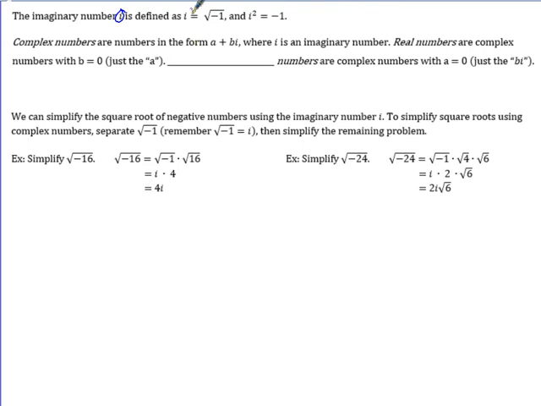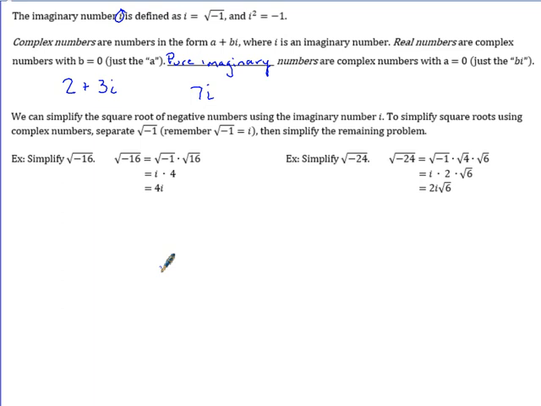Complex numbers then are numbers in the form a plus bi, where i is an imaginary number. So anytime we have something with an imaginary number in it, that's going to be called a complex number. Real numbers are complex numbers with b equals 0, so without an i. All the numbers you've been dealing with your entire life. So if I had 2, that's a real number. A complex number would be something like 2 plus 3i. That's a complex number. And then pure imaginary numbers are ones that don't have the a part. So something like 7i. That would be a pure imaginary number because it doesn't have something added or subtracted to it.